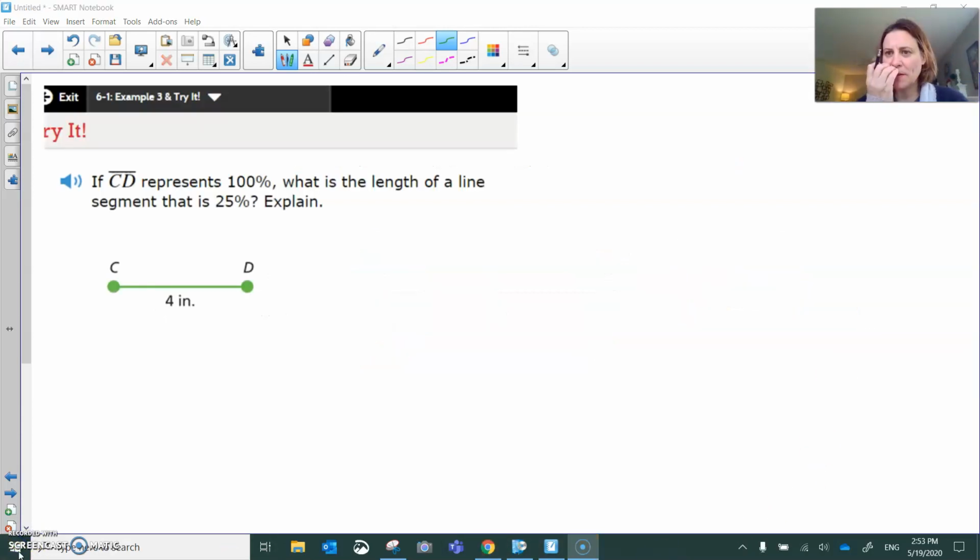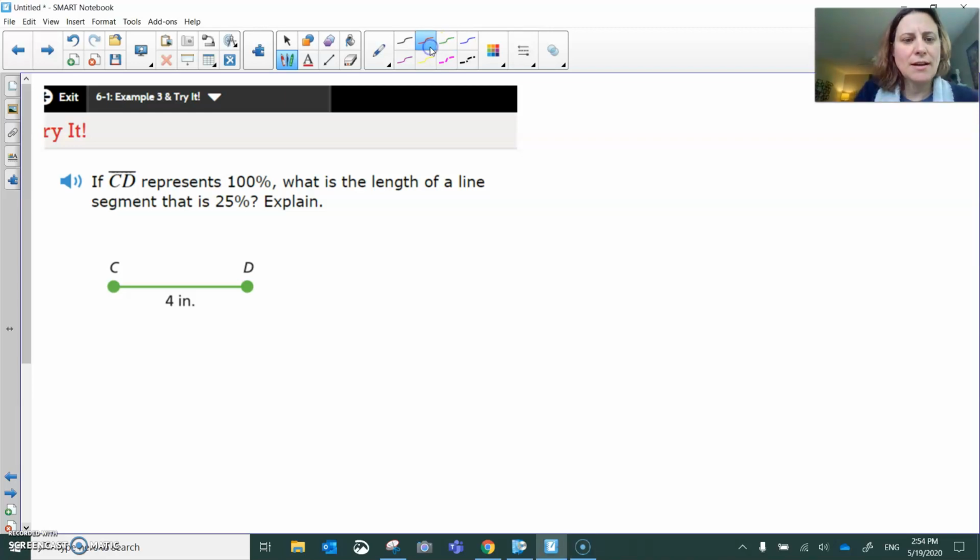And then the final one for this lesson is from Example 3. If that line segment CD represents 100%, the 100% is showing as 4 inches, then what is the length of the line segment that is 25%? This is another problem where there's lots and lots of ways to show this.